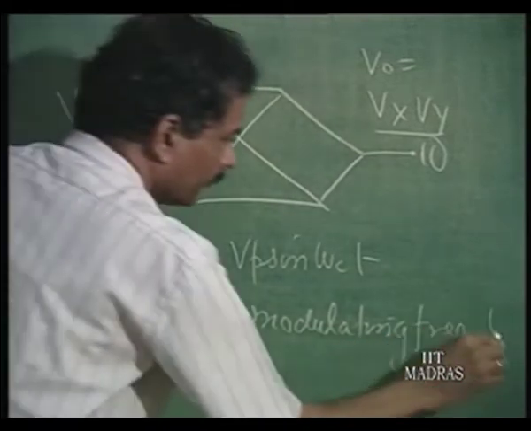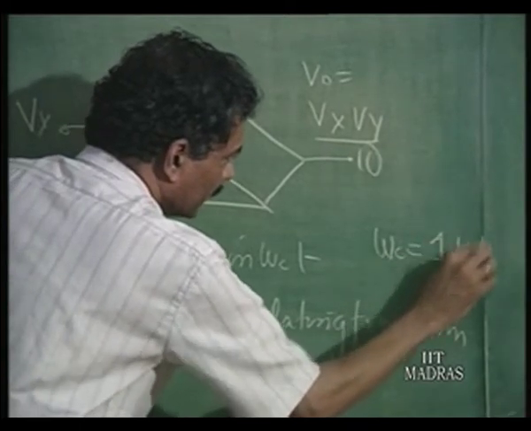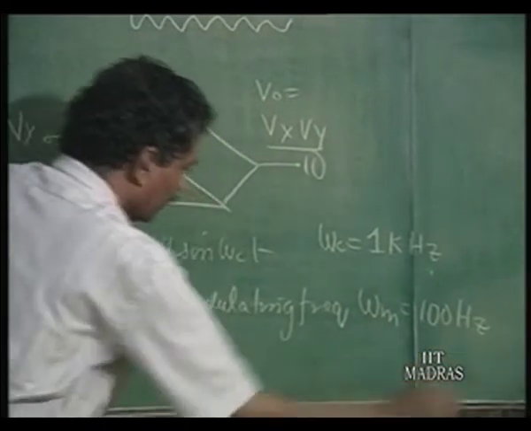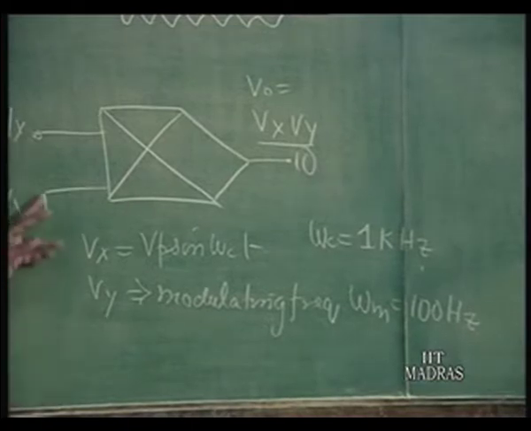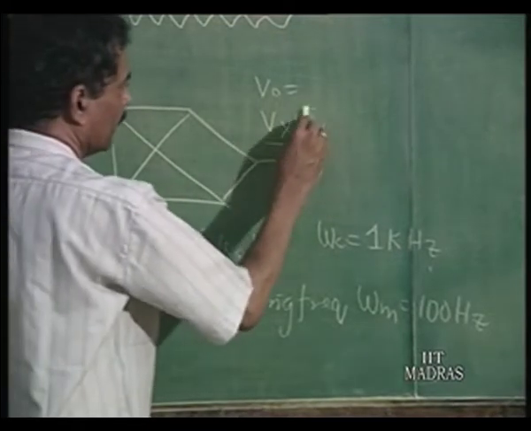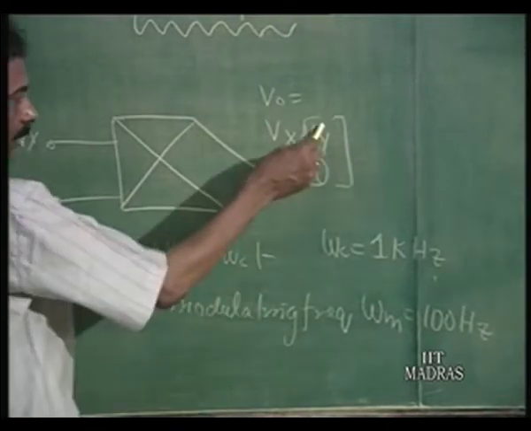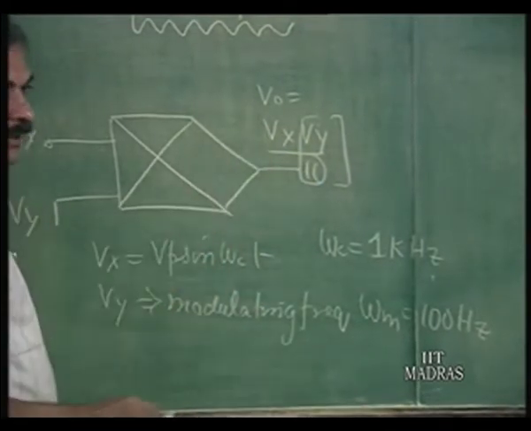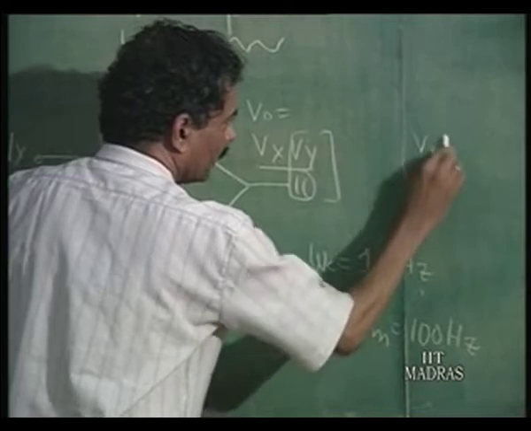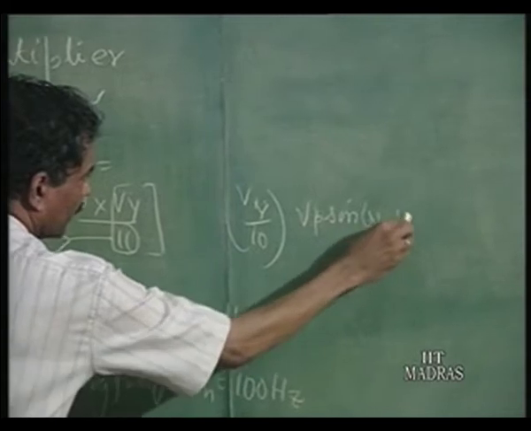omega m. Let us say omega c is some 1 kilohertz and omega m is 100 hertz. So we have this gain being changed by the modulating frequency. In fact, Vy by 10 is the gain of this, the lower frequency one, and Vx is the amplitude which is Vp sin omega c t. So Vy by 10, that is the gain, is changed for this Vp sin omega c t.